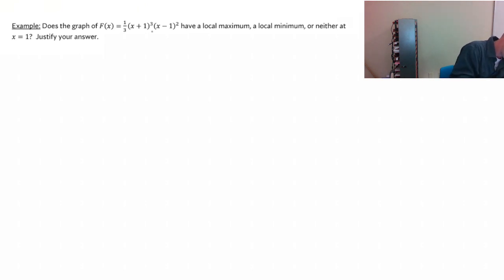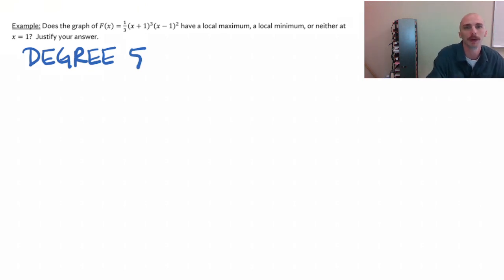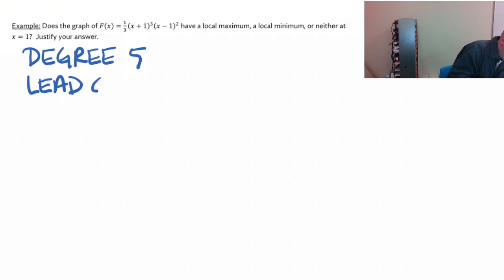So first things first, let's determine the degree of this polynomial. Okay, I've got 3 powers of x here and 2 powers over there, so that'll be in total 5 powers of x. The leading coefficient is going to be 1/3, because if I multiplied x plus 1 out 3 times and x minus 1 out twice, and then multiplied those products, I'd end up with just 1x to the 5th. And then if I distributed in the 1/3, I know that would be the leading coefficient. It's 1/3, which is positive.